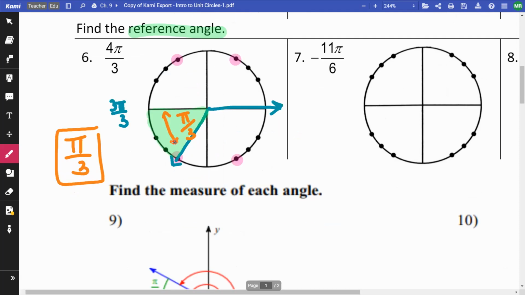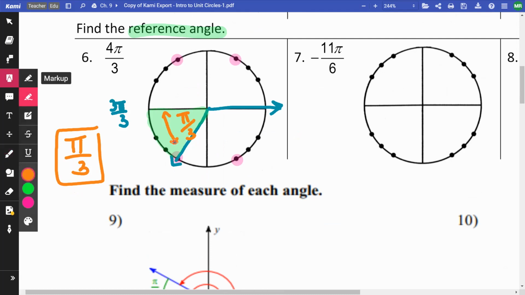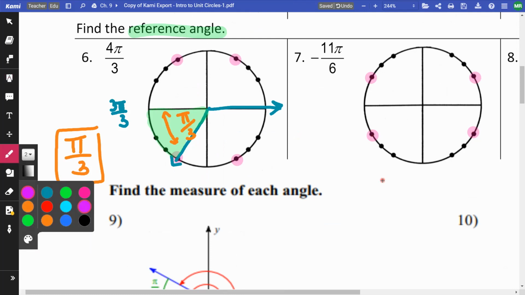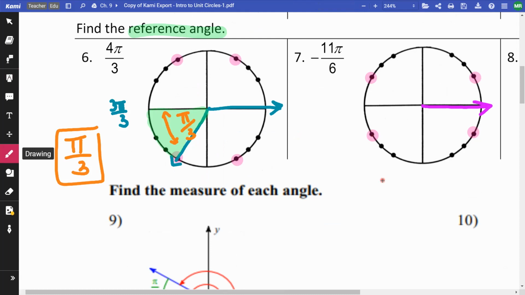Now, for this one here, these are sixths. My sixths are the shorter ones. So this is a sixth. All of these ones are my sixths. All of those ones are my sixths. I want negative 11 pi over 6. So I'm going to start here. I'm going to go this direction. And as I'm coming all the way to here and I'm dealing with sixths, this would be negative 6 pi over 6, which is a whole, 6 over 6.